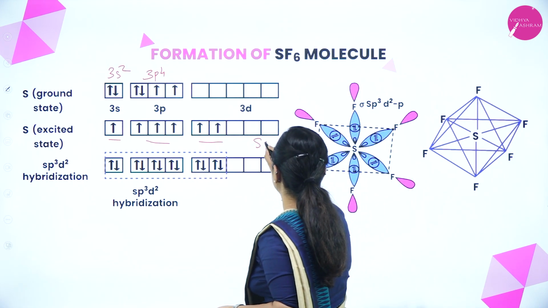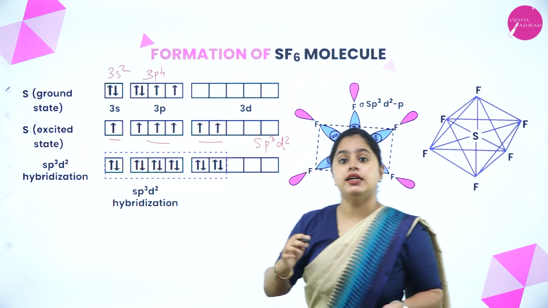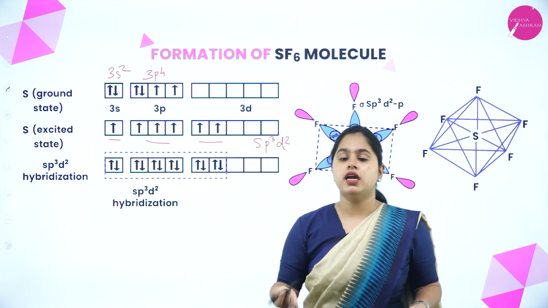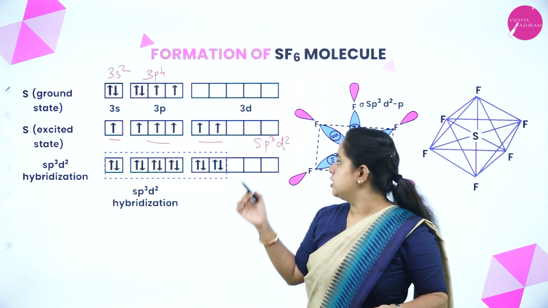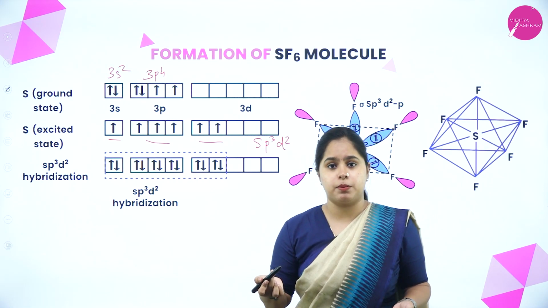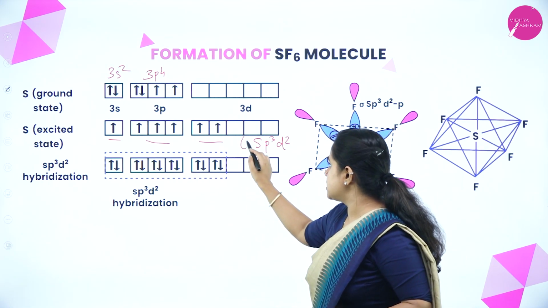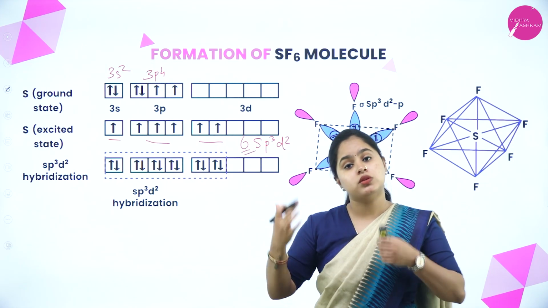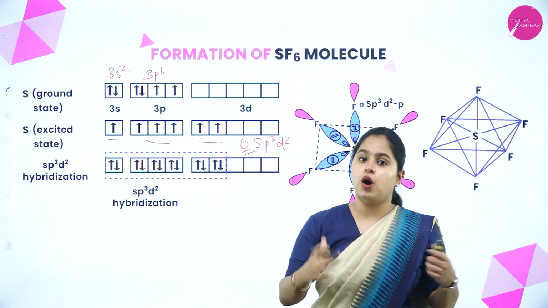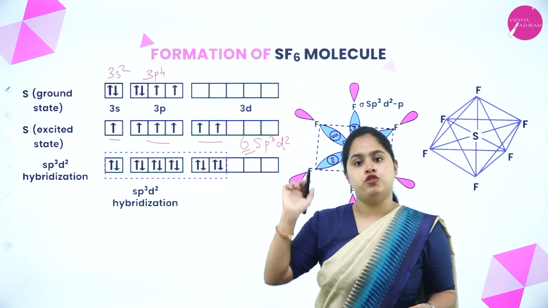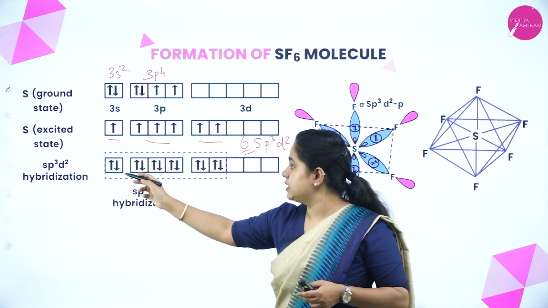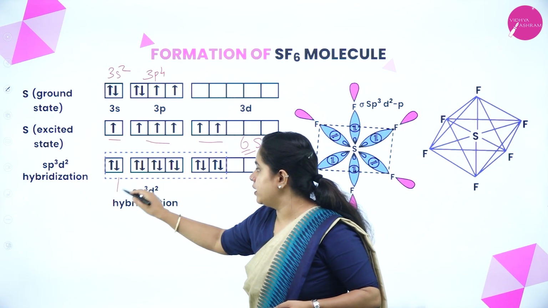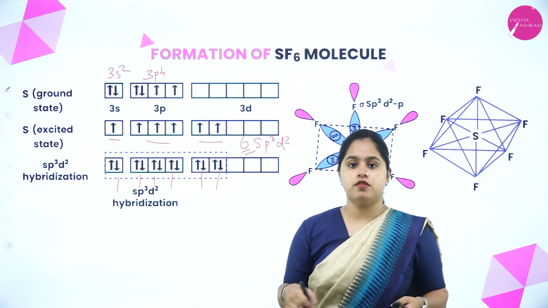So, what hybridization will it form? It will be sp3d2 hybridization, right? 1s, 3p and 2d orbitals are taking part in hybridization. So, sp3d2 hybridization will be formed and a total of 6 sp3d2 hybrid orbitals will be formed, and now those 6 hybrid orbitals will form chemical bonds with each of the fluorine atoms, right? So, as you can see, these are the 6 hybrid orbitals, that is sp3d2 hybrid orbitals. Now, each of them will form a chemical bond with a fluorine atom.